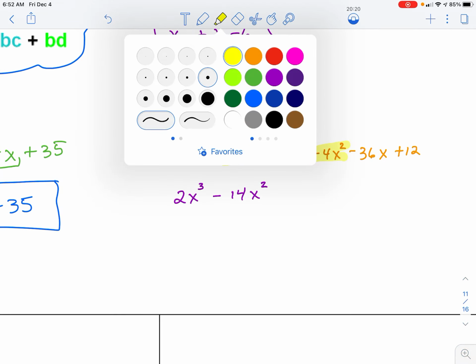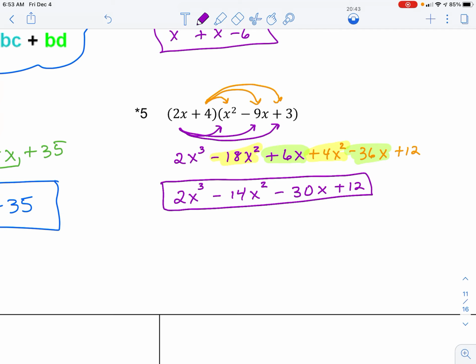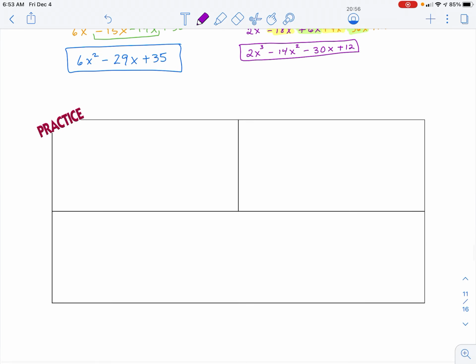Let's highlight the next ones that have a commonness here. I'll use green. I see two x terms here. I have a plus 6x and a negative 36x. So let's put those together. Negative 36 plus 6 gives you a negative 30x. And the last term is that 12 over there. So your answer in finality would be 2x cubed, or 2x to the third power, minus 14x squared, minus 30x, plus 12.